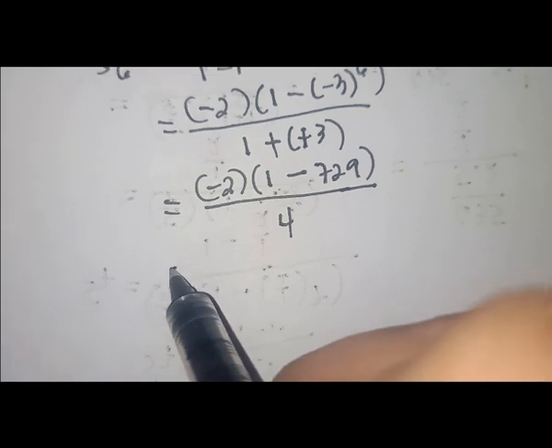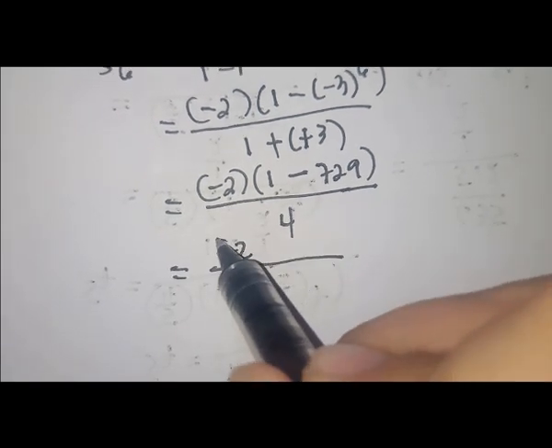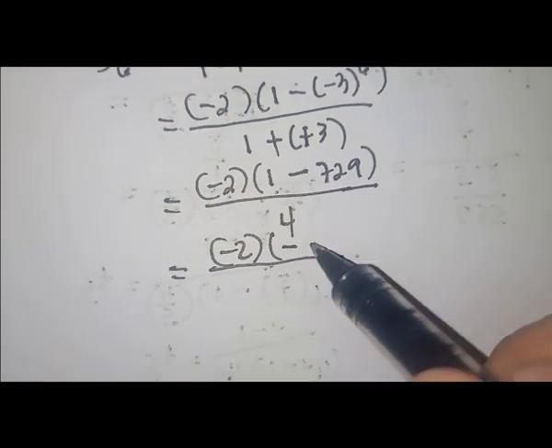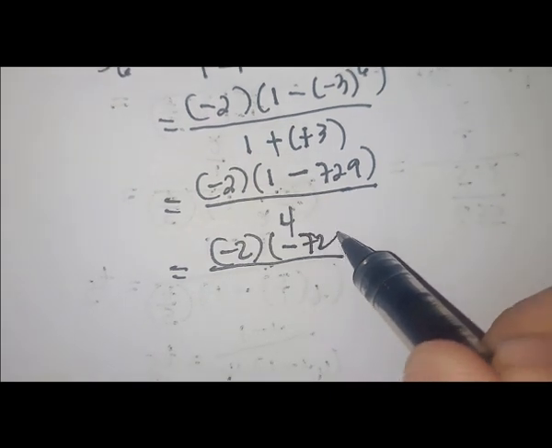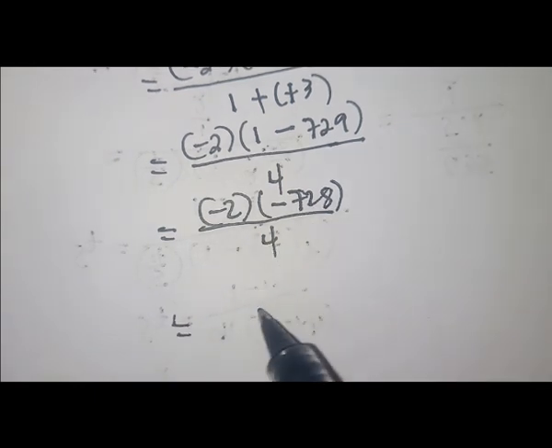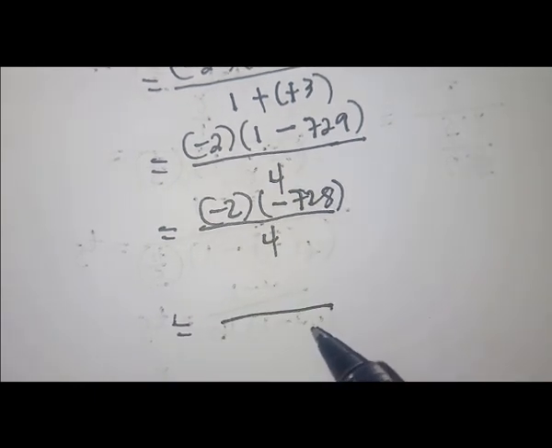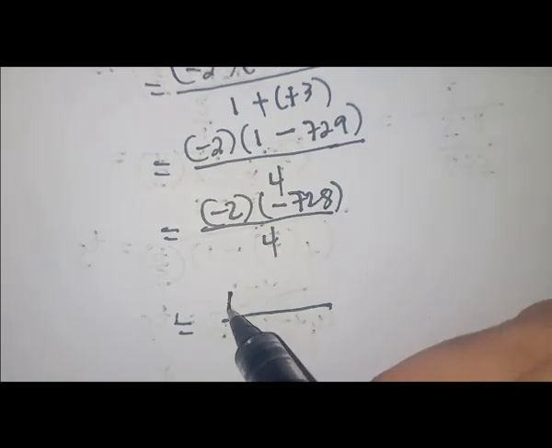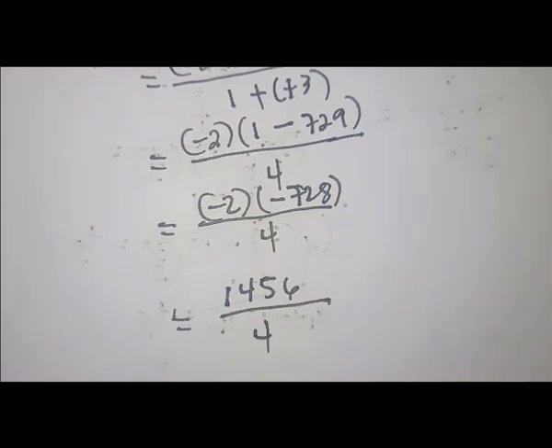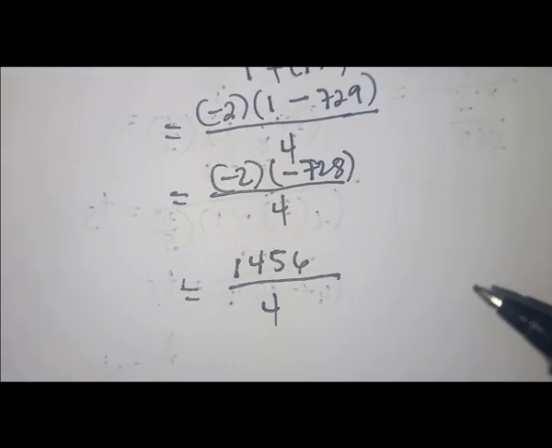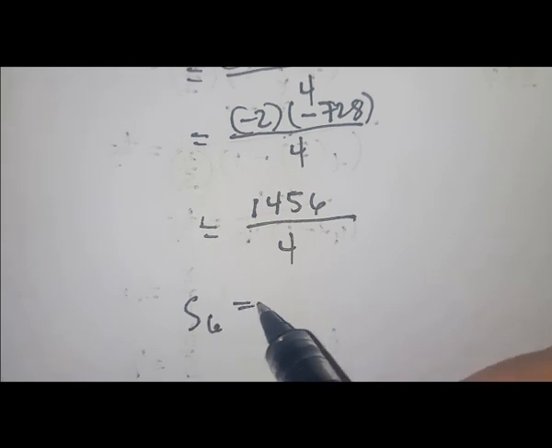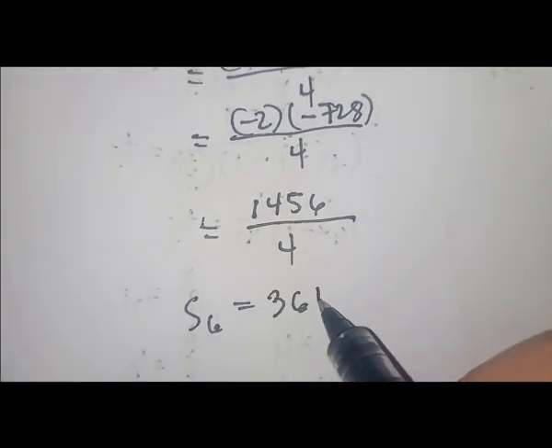So, let's continue the solution. We have negative 2 times 1 minus 729 is negative 728, divide 4. Then negative times negative. Negative 2 times negative 728 will give you positive 1,456 divide 4. So, 1,456 divide 4, magkakaroon tayo ng S sub 6 natin is equal to 364.